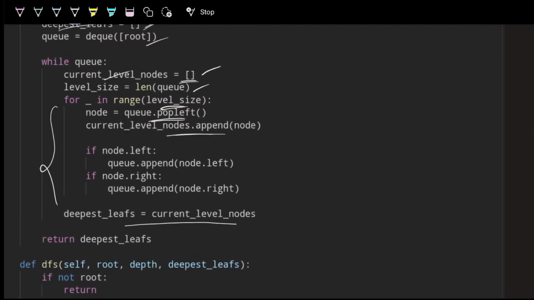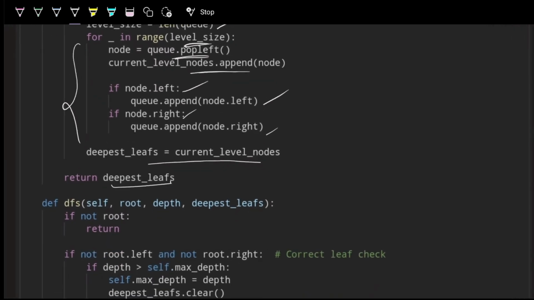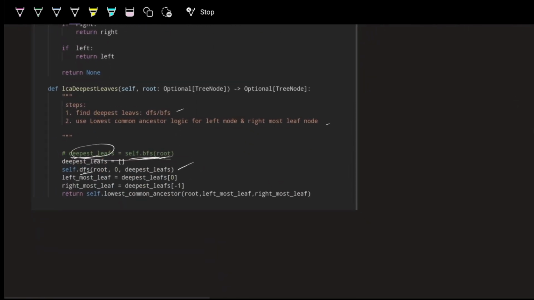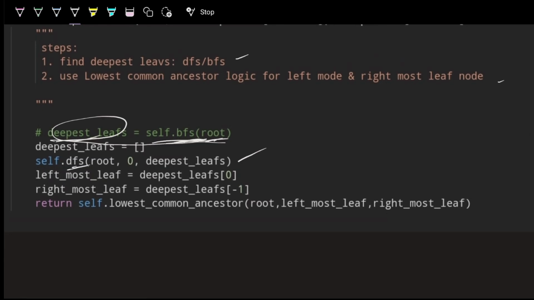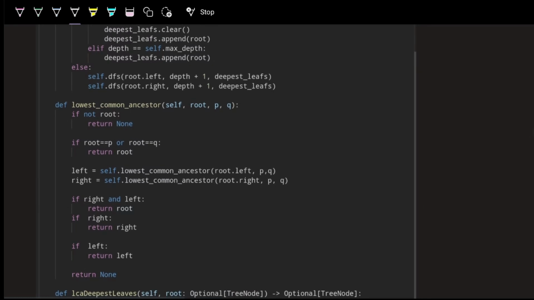And as in standard level-wise BFS, if there is a left node, append it into the queue. If there is a right node, append it into the queue. And ultimately I will return the deepest leaves. That's it. Makes sense? Then, the 0th node of the deepest leaves is the extreme left, and the last node is the extreme right. This is the leftmost leaf and rightmost leaf, and I'm finding the lowest common ancestor for them using the root. The function is simple.